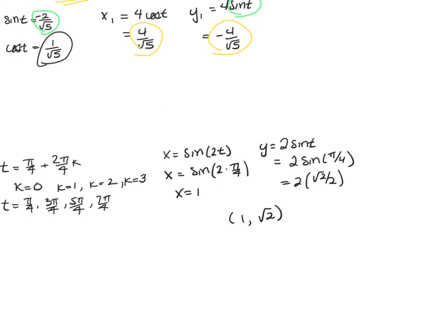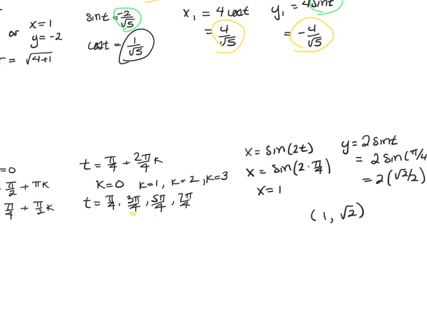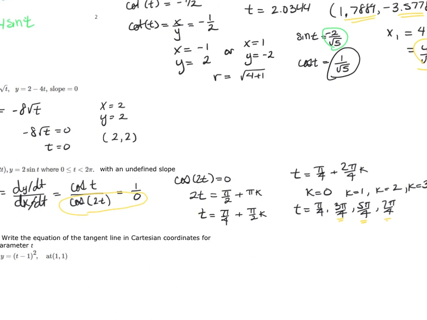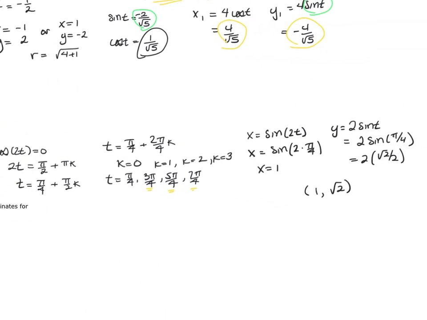So I'd have to do it for this one and this one and this one. So I'll end up with 4 points along my curve in which my slope is undefined. So this is the first point, and then there are 3 other points in which it's undefined.